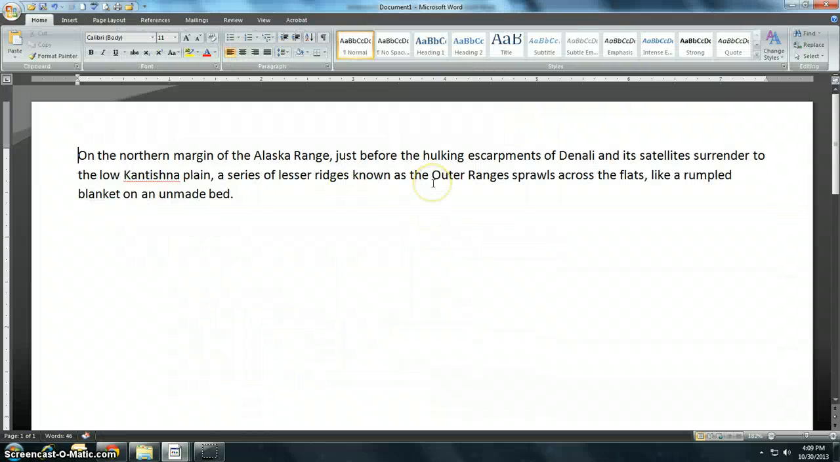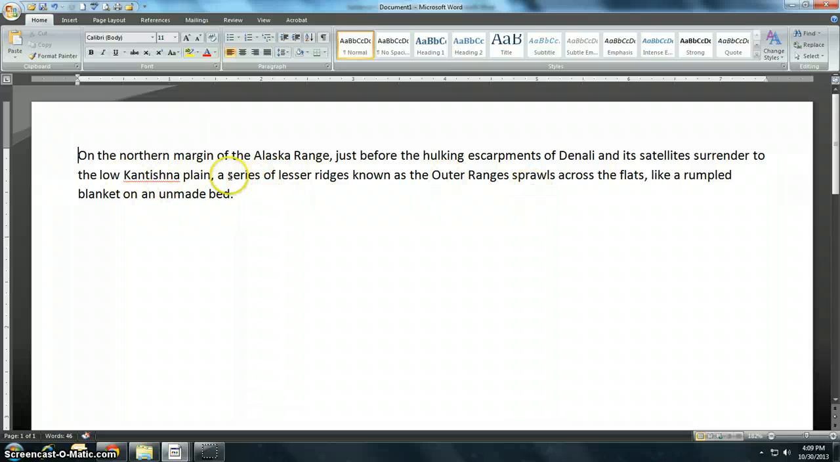All right, so here's another sentence. This one is a little more periodic than the previous one, so our independent clause doesn't come first. Let's read it. On the northern margin of the Alaska Range, just before the hulking escarpments of Denali and its satellites surrender to the low Kantishna Plain, a series of lesser ridges known as the Outer Ranges sprawls across the flats like a rumpled blanket on an unmade bed. I love Jon Krakauer. That's awesome stuff.